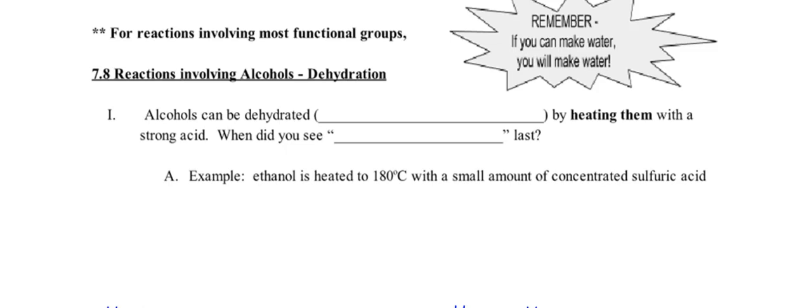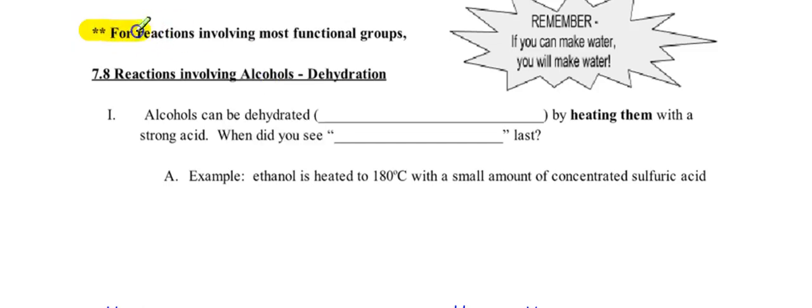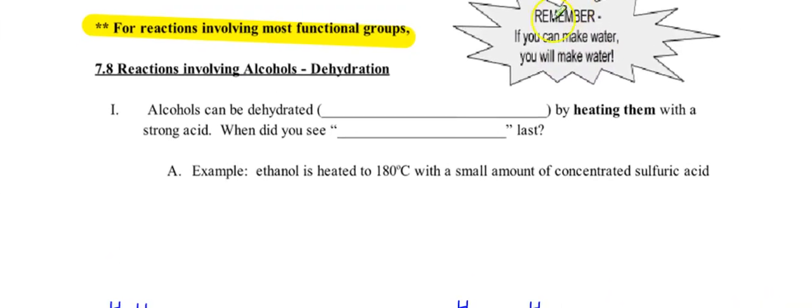We are still in chapter 7, and we're in section 8, which is reactions involving alcohols: dehydration. You've heard that before, haven't you? Before we get into it, look at this. Let's go ahead and highlight this. What does it say? For reactions involving most functional groups, remember: if you can make water, you will make water. We're going to see that over and over again. We're going to introduce that to you now with alcohols. So, ready? Let's do this.